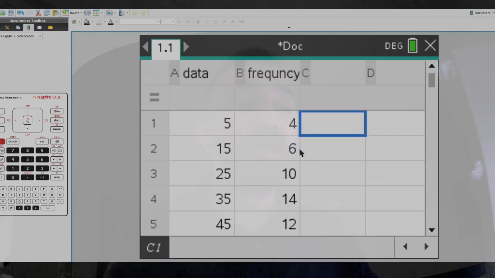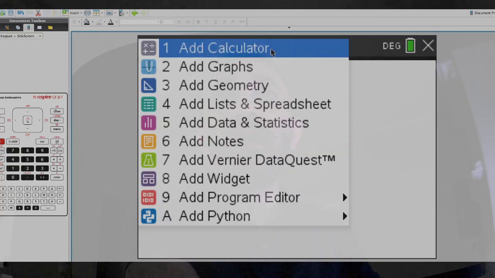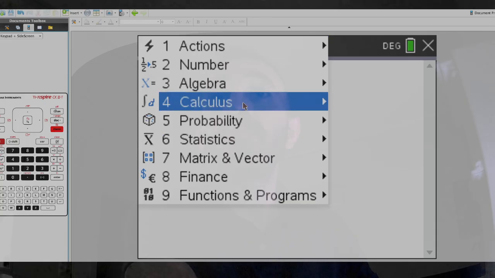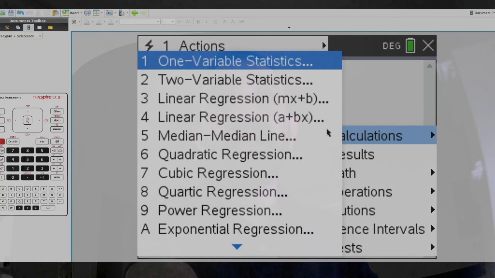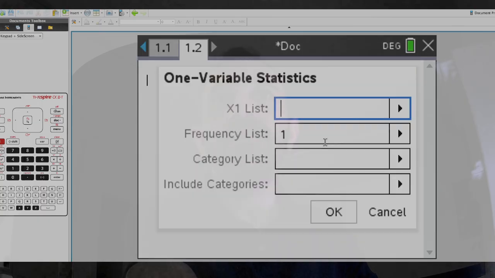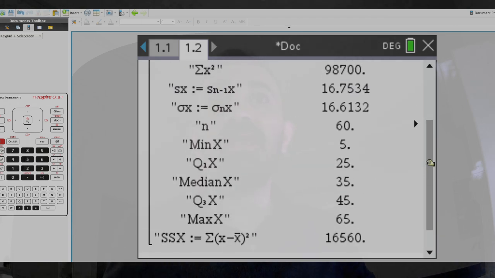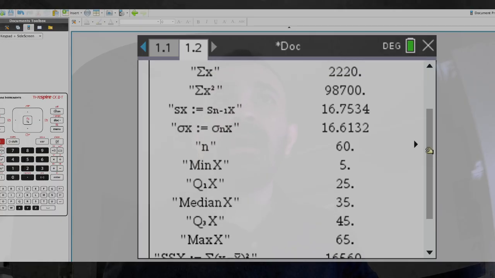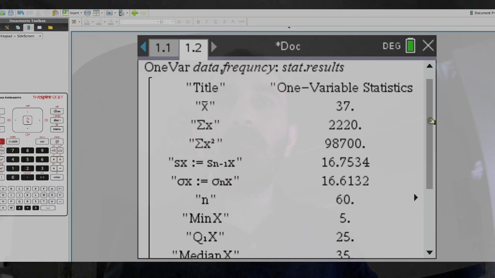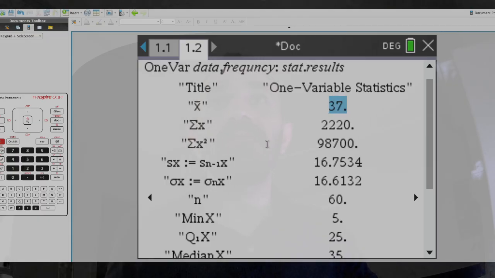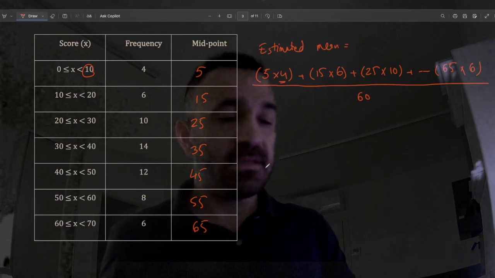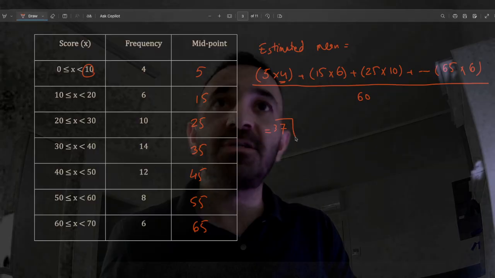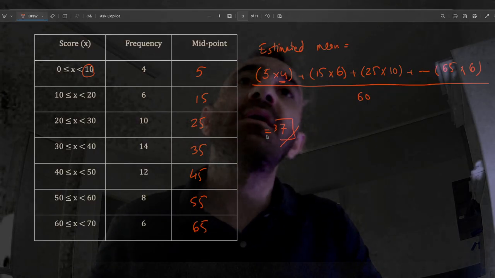So I'm going to go and maybe I can open a new tab, add calculator, menu, statistics, stat calculation, one variable statistics. You're going to put your data and you're going to put the frequency column as well. Press enter. You have the 37 as the mean. So your mean is 37. Your mean is 37. The average grade of this class for this summative is 37.